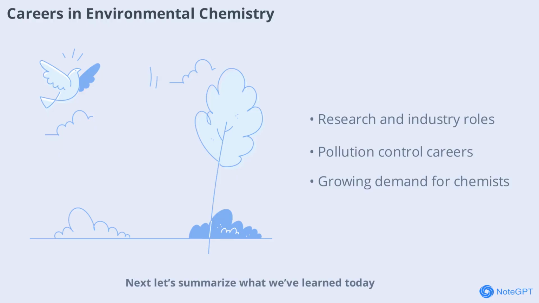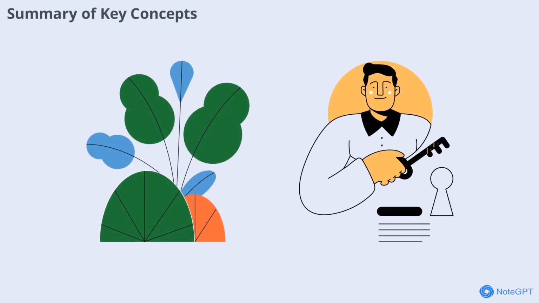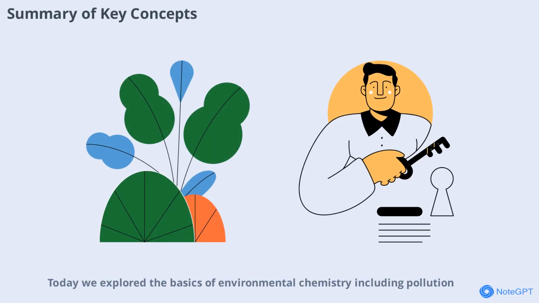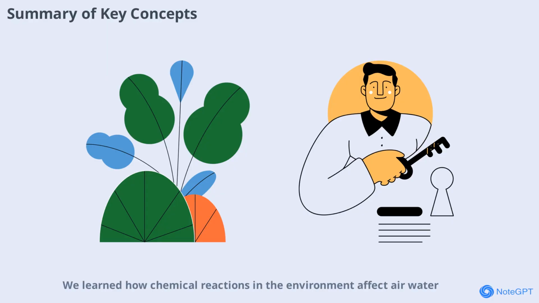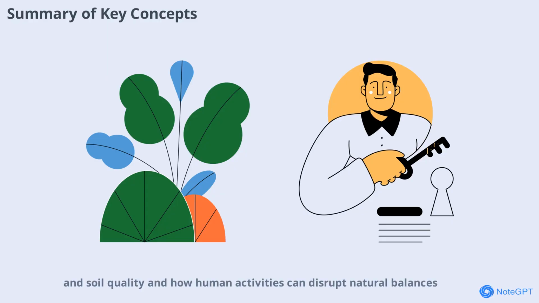Next, let's summarize what we've learned today. Today, we explored the basics of environmental chemistry, including pollution, greenhouse gases, and the ozone layer. We learned how chemical reactions in the environment affect air, water, and soil quality, and how human activities can disrupt natural balances. Understanding these concepts helps us appreciate the importance of science in solving environmental problems.